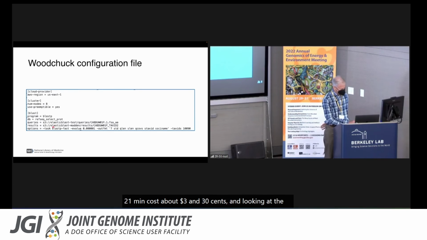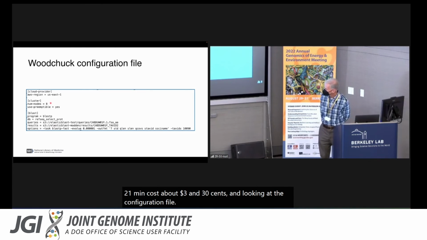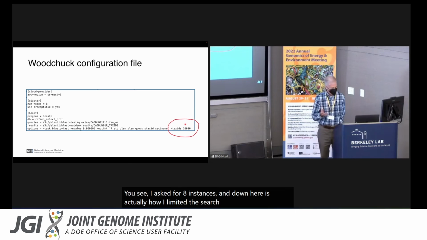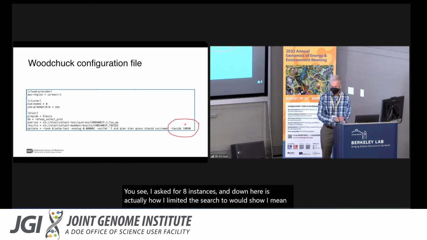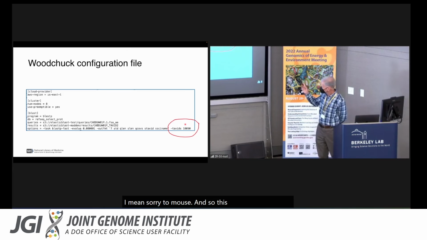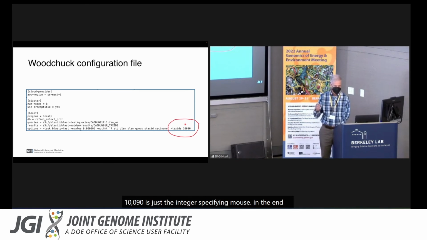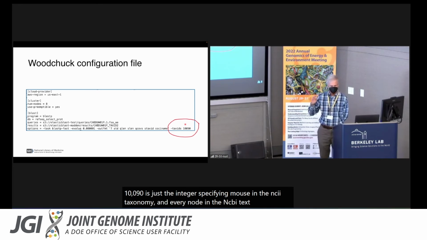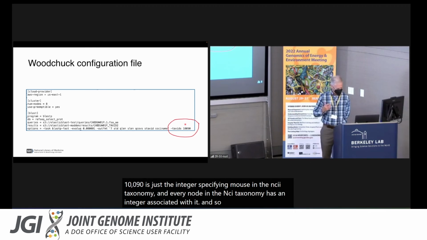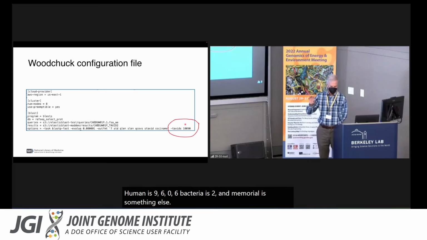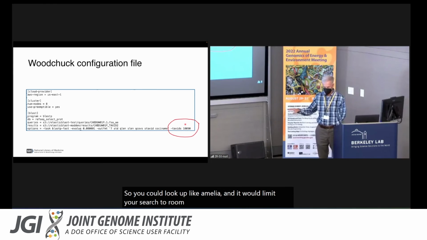And looking at the configuration file, you can see I asked for 8 instances. And down here is actually how I limited the search to woodchuck, to mouse. And so this 10,090 is just the integer specifying mouse in the NCBI taxonomy. And every node in the NCBI taxonomy has an integer associated with it. And so by simply looking that up, this is mouse, human is 9606, bacteria is 2, and mammalia is something else. So you could look up mammalia, and it would limit your search to mammalia in a wider search.